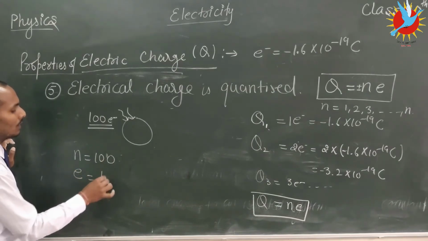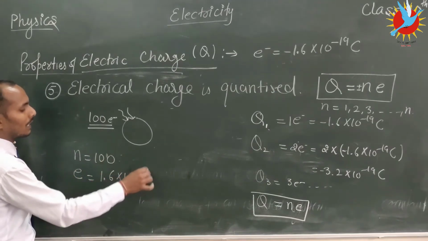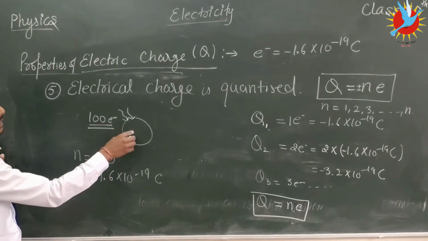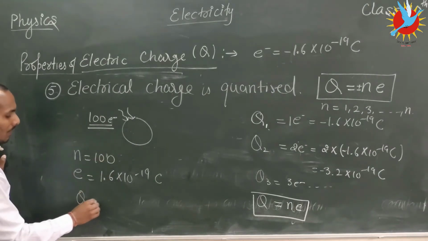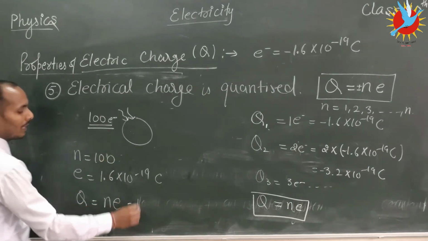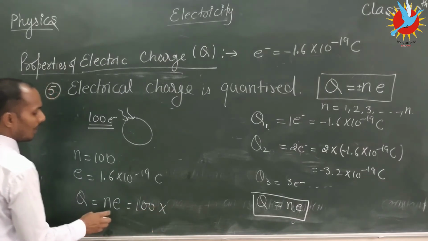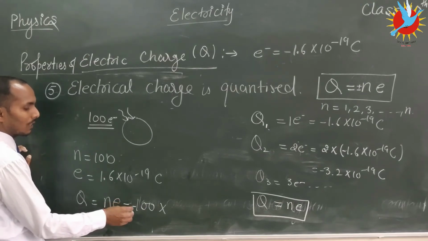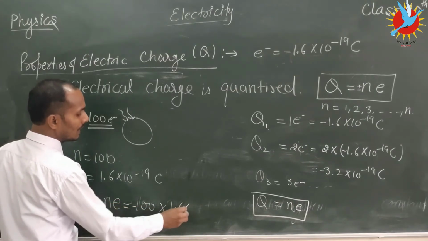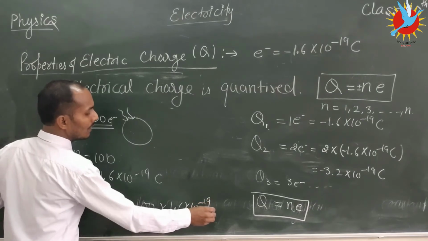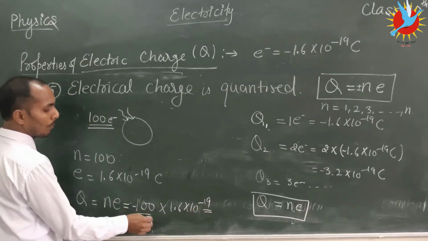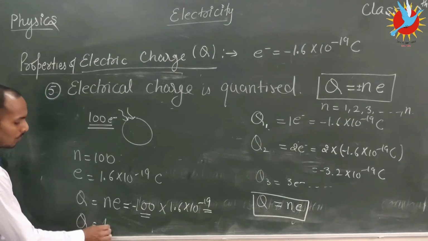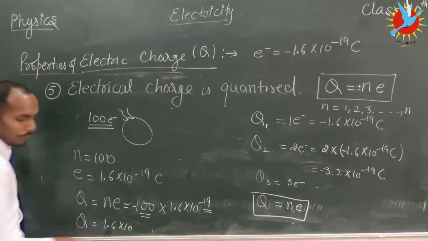The charge on one electron is 1.6 into 10 raised to power minus 19 coulomb. The question is how much charge develops on the body. Then Q is equal to Ne. The value of N is 100, and the value of e is minus, because it gains electrons, minus 1.6 into 10 raised to power minus 19. Here 100 is 10 raised to power 2. So the answer is Q is equal to 1.6 into 10 raised to power.